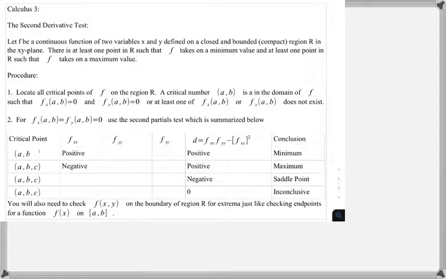So the procedure here is a little bit more complicated. What you want to do is locate all critical points of f on the region R. A critical number (a, b) is in the domain of f such that the first partial with respect to x at (a, b) is 0, and the first partial with respect to y at (a, b) is equal to 0, or at least one of the first partials doesn't exist. We'll only be looking at where the first partials of x and y evaluated at (a, b) are equal to 0.